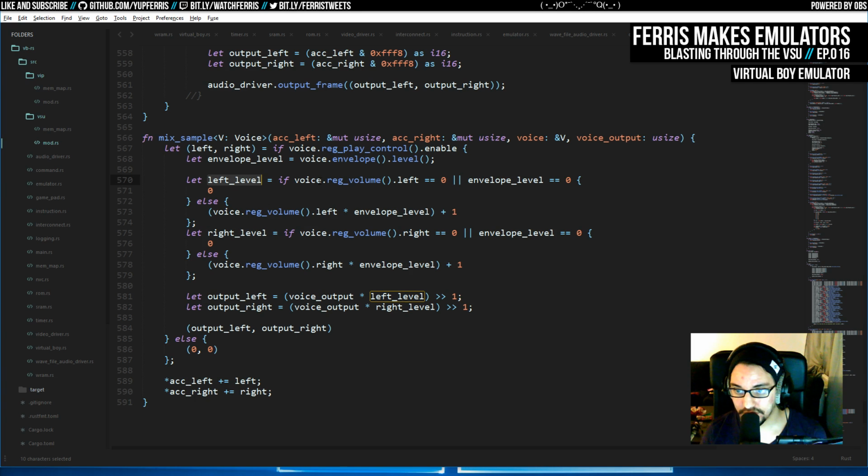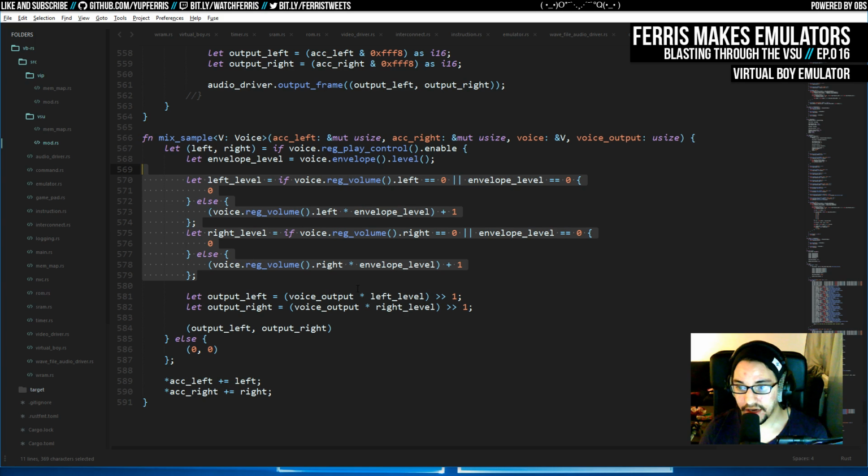And what we do here is we basically multiply the envelope level by the volume's left level. But there's a tiny corner case, which is that if both of these values are 0, we actually need to output 0. If they're both non-zero, we need to multiply them and add 1. And I'm not really sure where that 1 comes from, but it's documented basically everywhere. And it's kind of common to have those little quirks in these little pieces of hardware. Although, again, I don't actually understand why that would be the case. But it's not really a problem. So we did that for the left and the right.